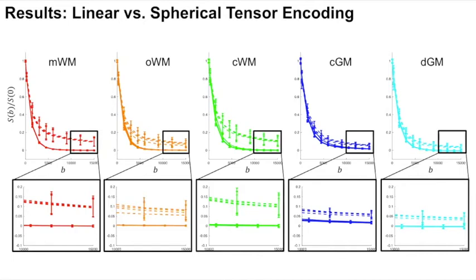Here is the comparison between linear and spherical tensor encoding, a bit more quantitative. So in all these different ROIs, we found a much higher signal with the linear tensor encoding. So that means they really provide some complementary information.